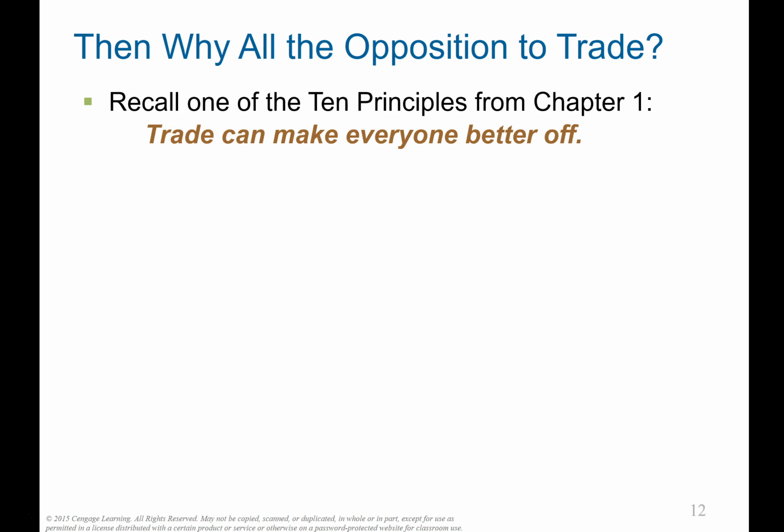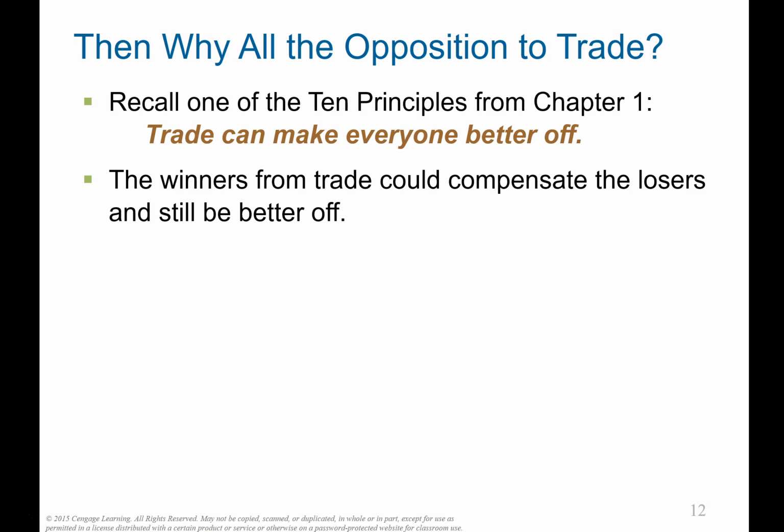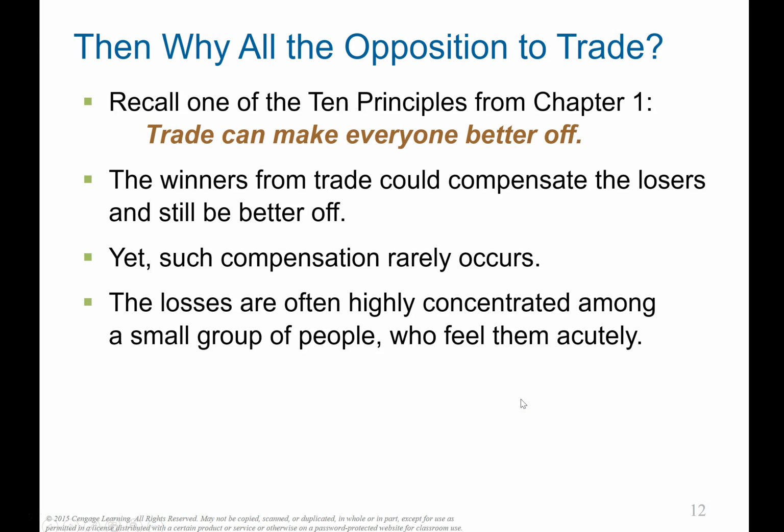So the question then is, why all the opposition to trade? And we understand that trade can make everyone better off, as we just saw, and we measured it and we saw the increase in total welfare. But we also saw that some people are better off than others. So why do we oppose trade when that is the case, when everybody's better off, and logically the winners could compensate the losers and still everybody would be better off? And yet this doesn't happen.